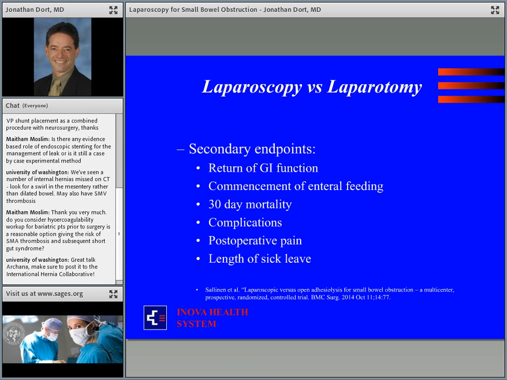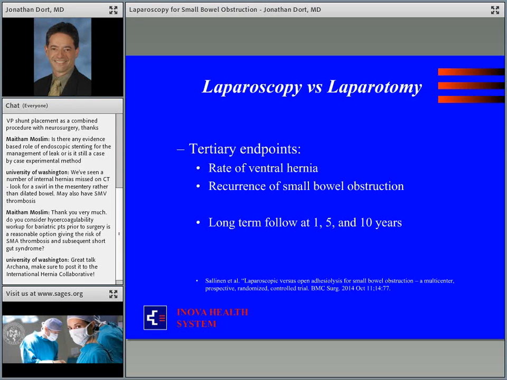There are a lot of retrospective studies that seem to agree that there are improvements in all of these things, but certainly prospective data would be needed to say that firmly. They list tertiary endpoints of this proposed study that include rates of ventral hernia, recurrence of small bowel obstruction, and long-term follow-ups at 1, 5, and 10 years. So I'm sure that won't be the only prospective study underway. I'm sure there are some underway now, and hopefully we'll have better data from multiple sources that can start to put some of that data into the ability to standardize it better.